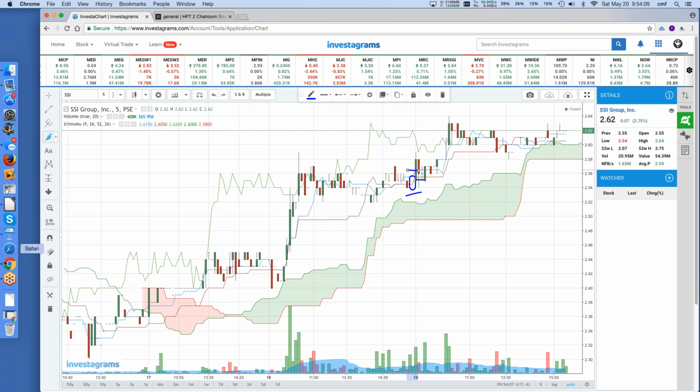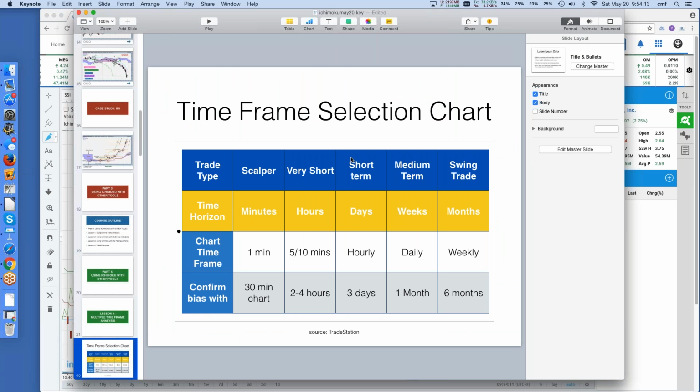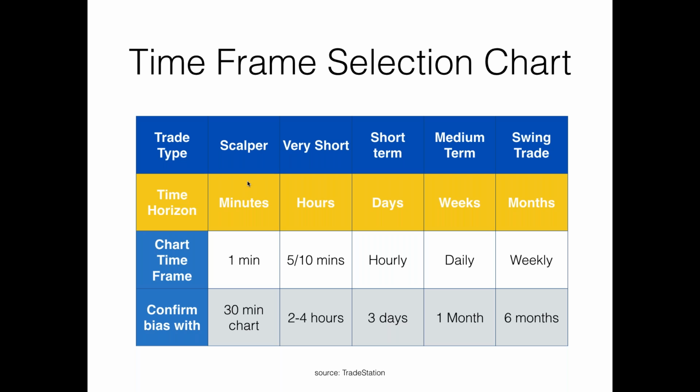So we go back to our time frame selection chart. Short term, you can also be a short-term trader. A short-term trader has a time horizon of days. This means he holds securities for a few days. Example, 3 to 5 days. And then you want to sell.